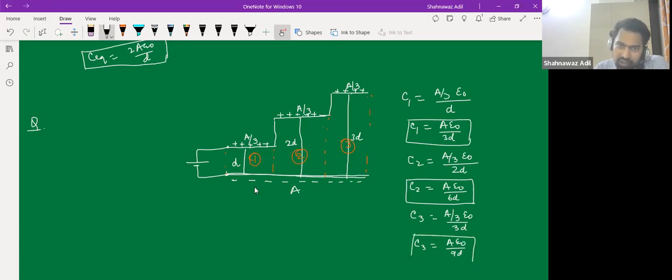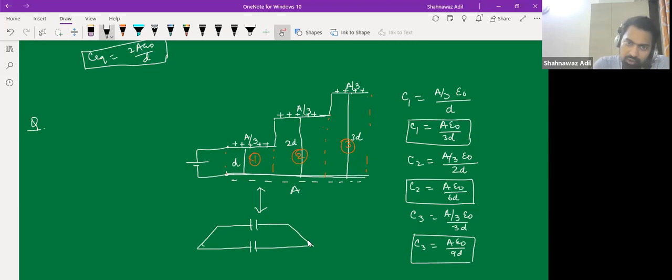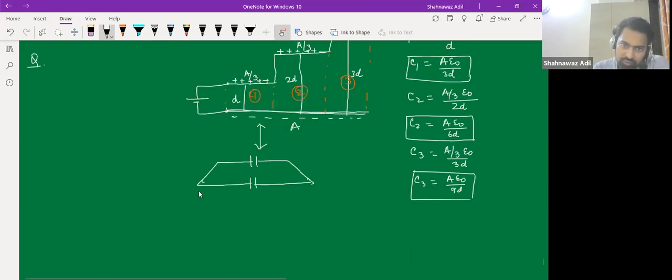And the equivalent diagram is this one. So we have this one, and this one, and this one, and this is connected with the DC supply. So this is C1, C2, C3.